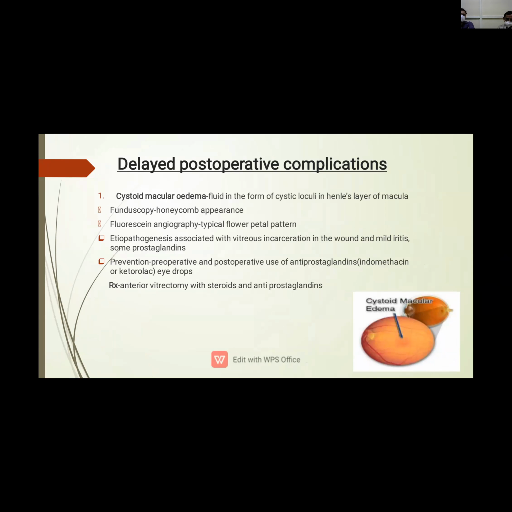Delayed post-operative complications. First is cystoid macular edema. It is the fluid in the form of cystic loculi in Henle's layer of macula. In fundoscopy, we will see honeycomb appearance. In fluorescein angiography, we will see a typical flower petal pattern. Etiopathogenesis is associated with vitreous incarceration in the wound, mild iritis and some prostaglandins. It can be prevented by pre-operative and post-operative use of antiprostaglandins like indomethacin or ketorolac eye drops. It can be treated by anterior vitrectomy with steroids and antiprostaglandins.